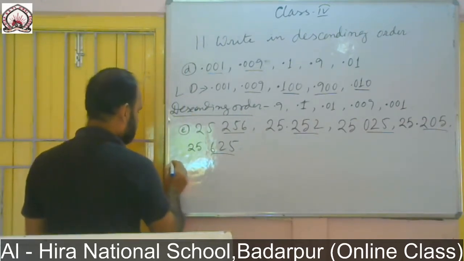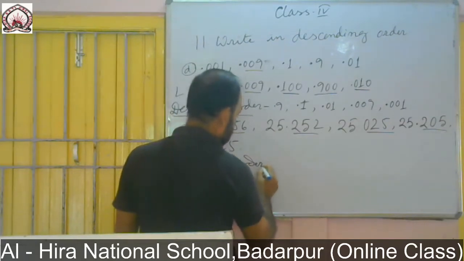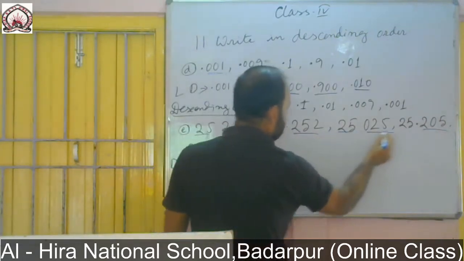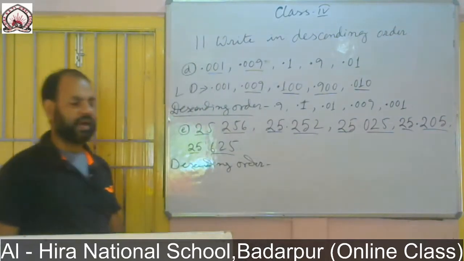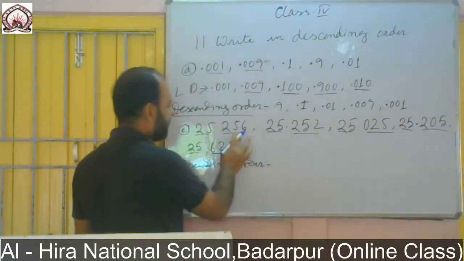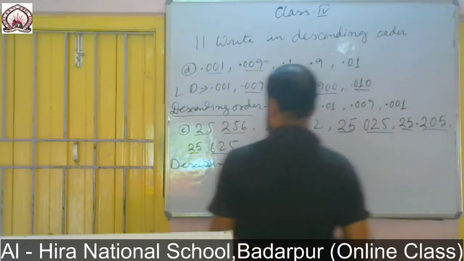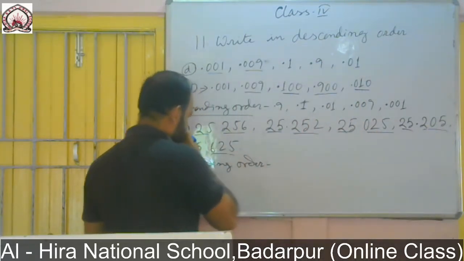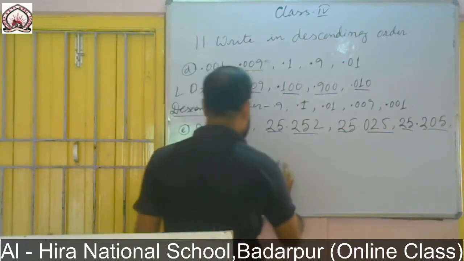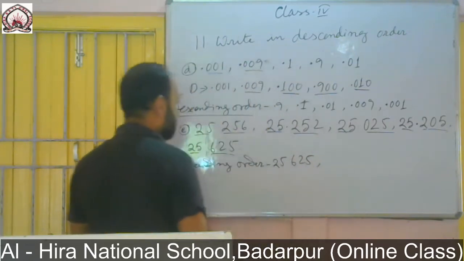In descending order, all integral parts are 25, the same, so no need to compare integral parts. Now we compare the decimal parts: 256, 252, 205, 625, 025. We know 625 is the largest, so the greatest number is 25.625.